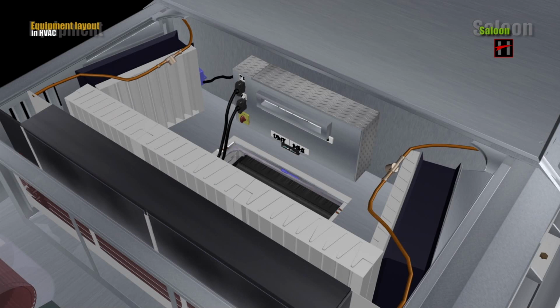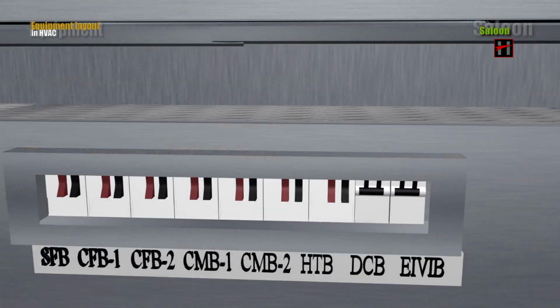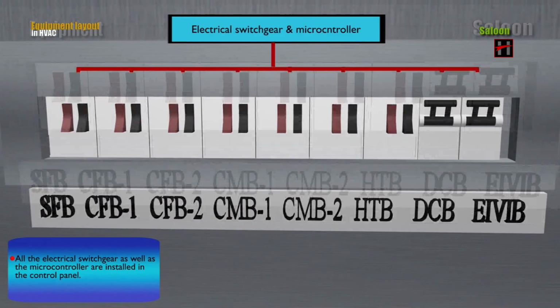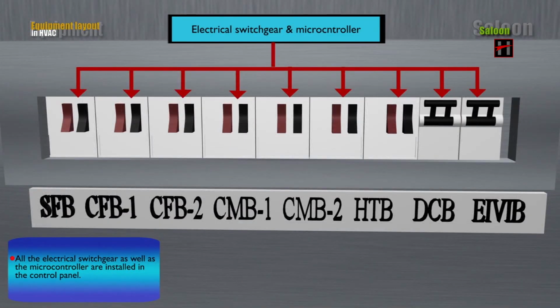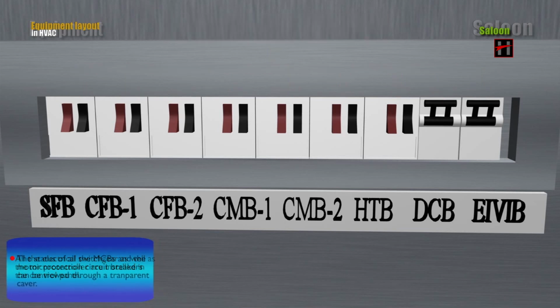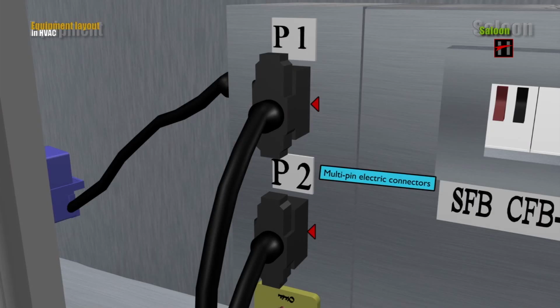The mixed air compartment accommodates the electrical control panel. All the electrical switchgear as well as the microcontroller are installed in this electrical control panel. The status of all the MCBs and the motor protection circuit breakers can be viewed through a transparent cover. 2 multi-pin electrical connectors are situated on the front side of the panel.